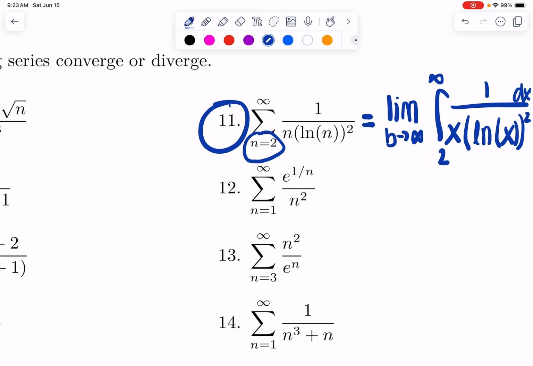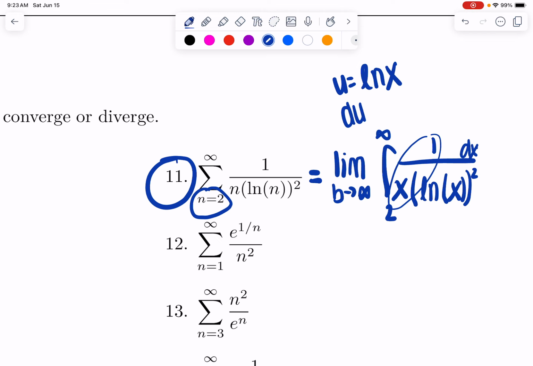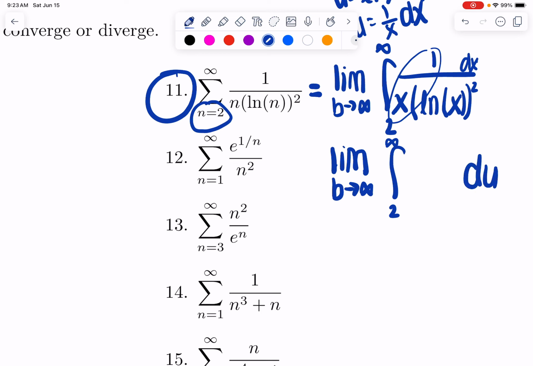Once again, we would have to use u substitution. So I would say, okay, I see a 1 over x. So I could use u is the natural log of x, and then du would give me that 1 over x dx. So then from there, it would be the limit as b approaches infinity, from 2 to infinity. And this 1 over x dx would turn into just du, and so you would just get 1 over u squared because of this one.